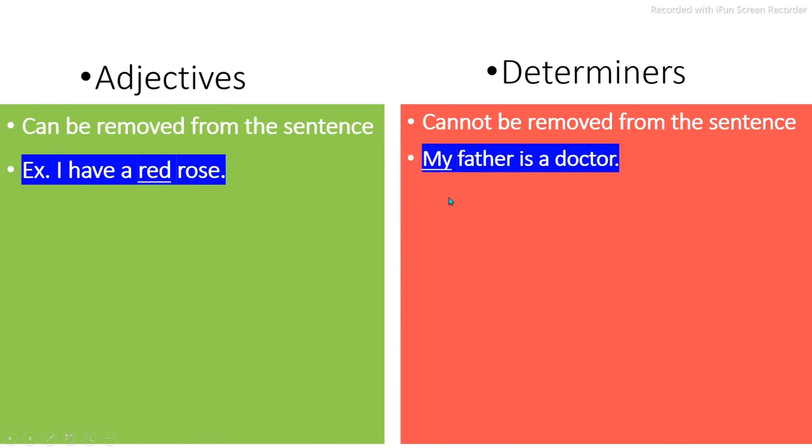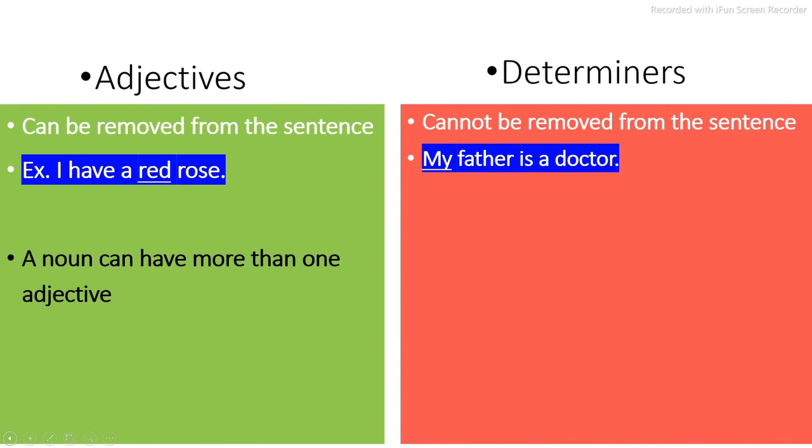For example, if I say my father is a doctor, my is the determiner, but if I remove it, it does not make its sense clear. If I say father is doctor, then whose father? So the meaning is lost. Clear communication is not done when the determiners are removed. So it is compulsory that you keep them, you cannot remove them, whereas we can sometimes remove the adjective and still speak the sentence and it will not create any miscommunication.